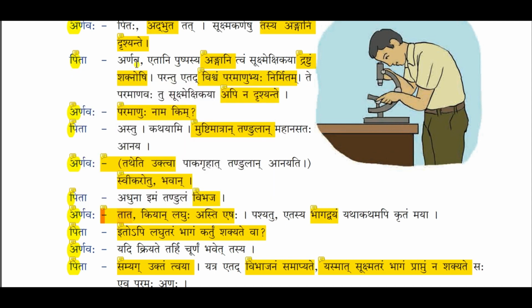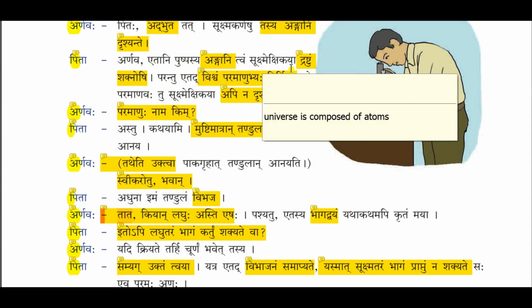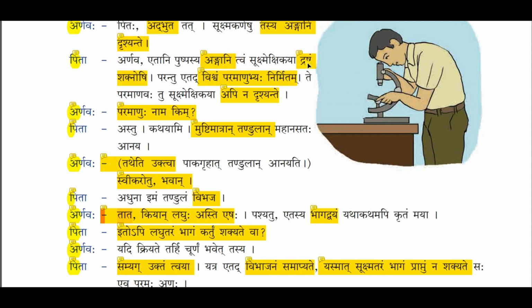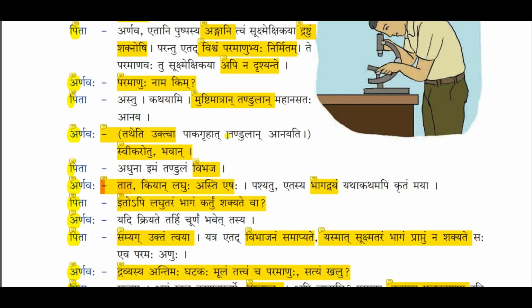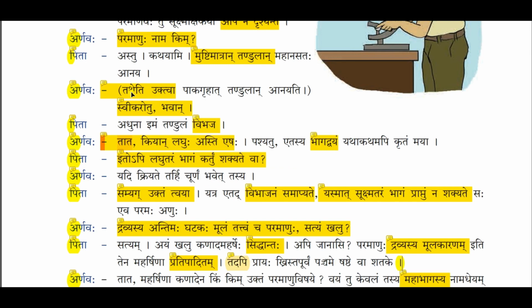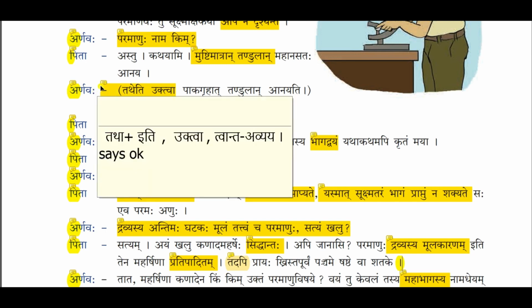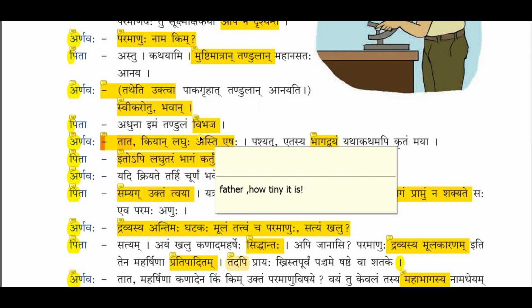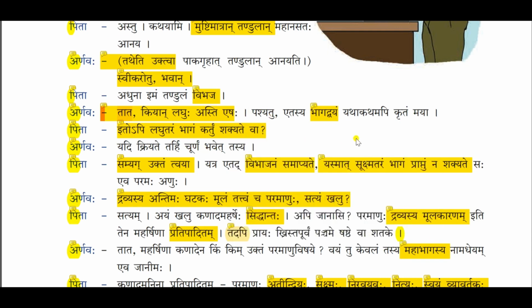So, arnava etani puspasya angani sukshmekshikaya drashtum shaknoshi. Drashtum is tumantabhya, it is drashtum. I will first give you the Sandhi words. In this chapter there are not many Sandhi words, but Tatha iti, Tatheti, here is a Sandhi, you can say Tatha adhik iti. And Uktva is Twantavya. After that, the next Sandhi word is Yatha Katham adhik api. Here, Yatha Katham adhik api is the Sandhi word.